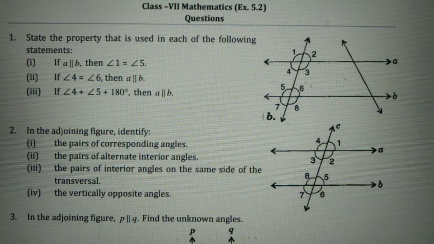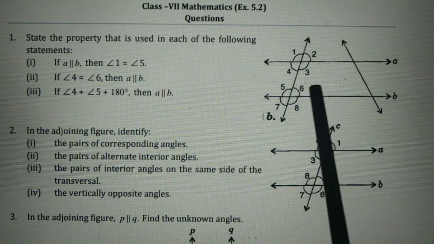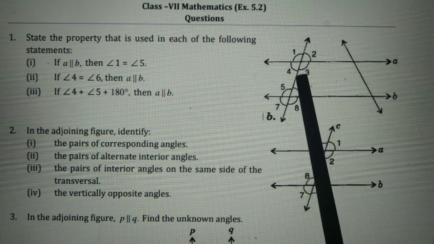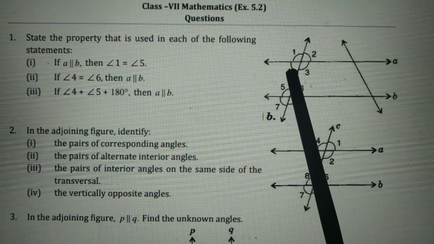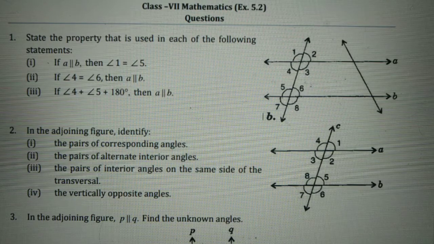And the third property which we use in this case is the interior angles on the same side. The sum of interior angles on the same side is equal to 180 degrees. That is, angle 4 plus angle 5 is equal to 180 degrees, and so on.